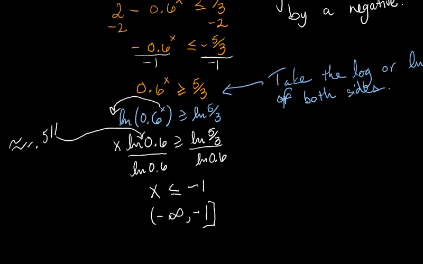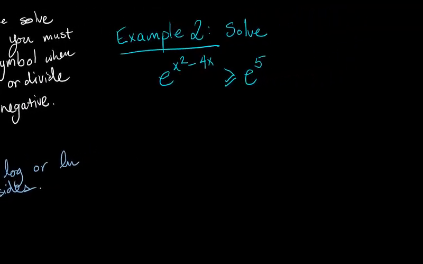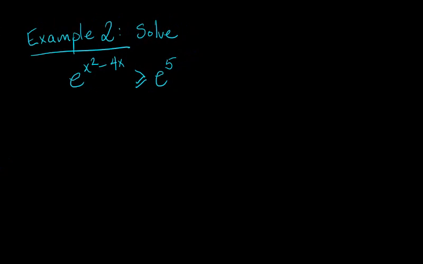All right? Let's take a look at another one real quick. I like this one just because it's kind of fun. So if you think about it, I want to take the natural log of both sides. So I do the natural log of e to the x squared minus 4x is greater than or equal to the natural log of e to the fifth. And once again, the power property comes into play, but the natural log of e is 1. So really all you're left with is just x squared minus 4x is greater than or equal to 5.